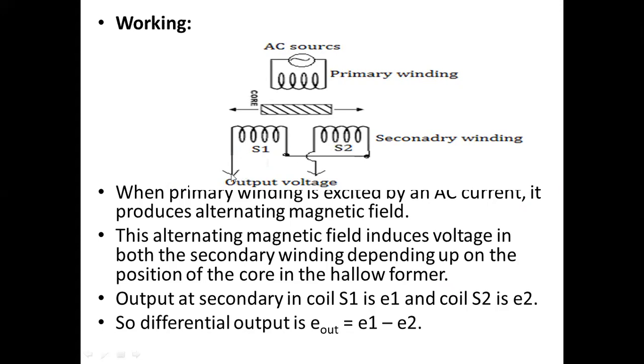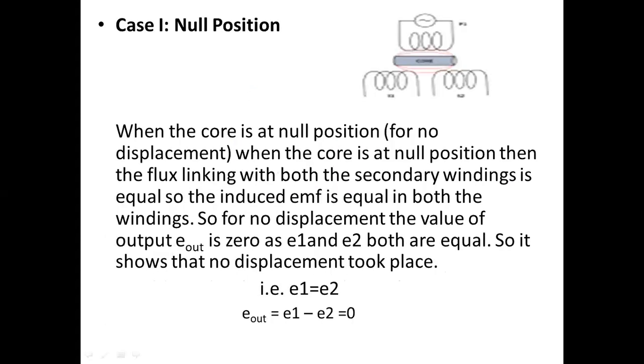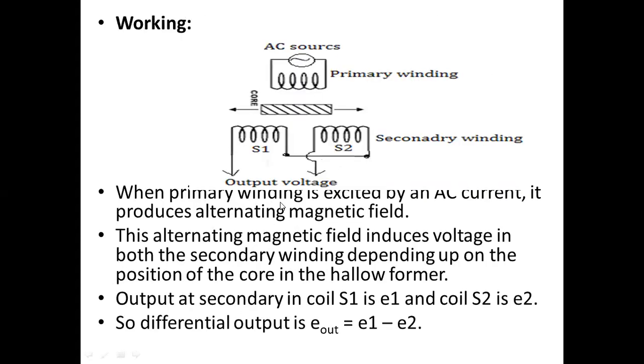Based on the current direction, from the first terminal to the second terminal, both have been joined here. When the primary winding is excited by an AC current, it produces an alternating magnetic field here.